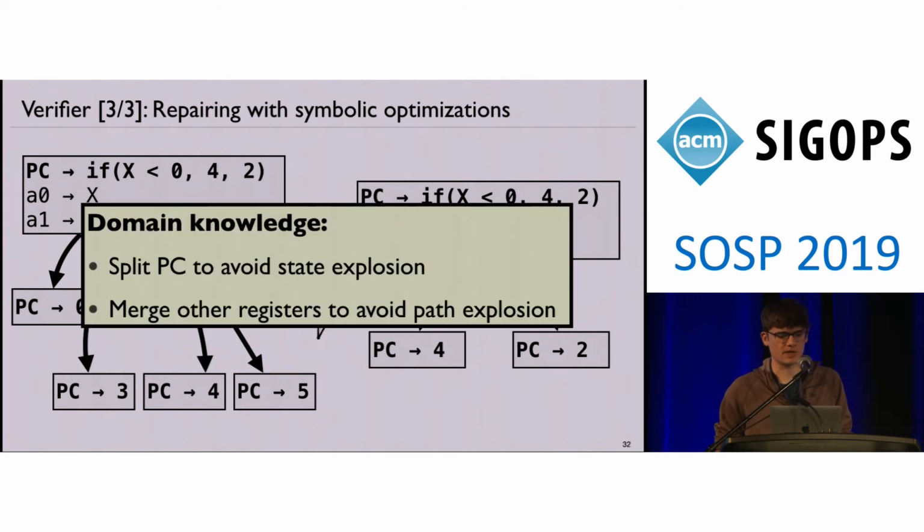And the insight behind split PC is that it allows the developer of the RISC-V verifier to use domain knowledge about RISC-V. In this case, it's that the program counter register should be split to avoid state explosion, that is, to avoid the states becoming too complex, whereas other registers should be merged to avoid path explosion, which avoids having to explore too many paths.